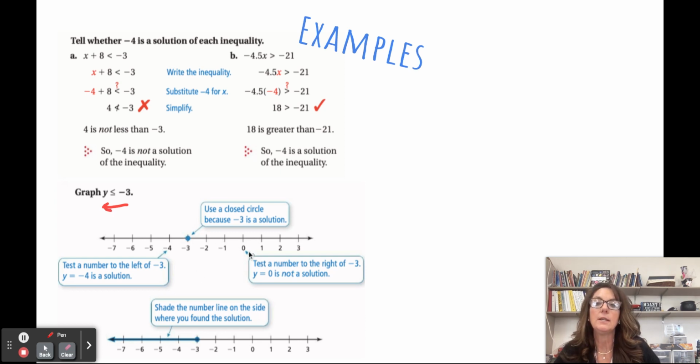But what they're telling you is test some numbers on either side, and 0 is an easy one to test. Is 0 less than or equal to -3? No. And if the answer is no, then it's not part of the solution, okay? But what about -4? Is -4 less than or equal to -3? Yes. Since it is, then we know that this side would be shaded, and then this arrow can be colored in, okay?